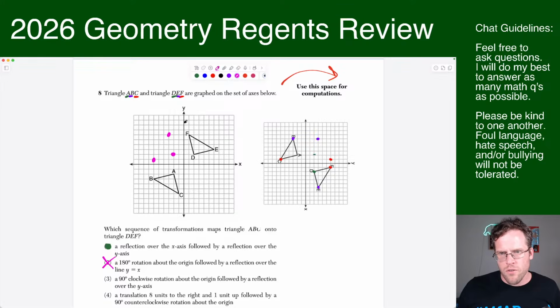But then if we reflect over the y-axis, see how it would miss? It would go 1, 2, 3, 1, 2, 3. It wouldn't land. So that's how I would handle that one. And I'll leave this one open as an exercise just for the sake of time. It also fails.